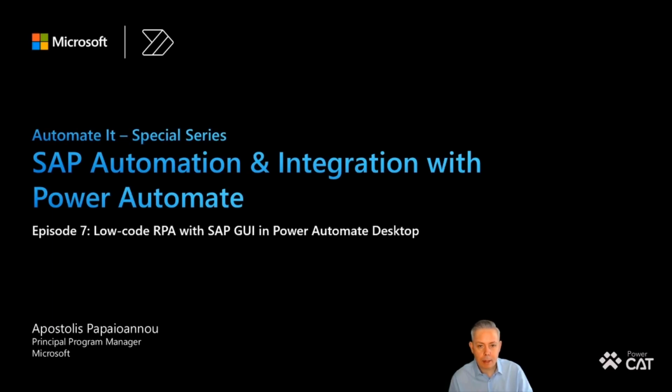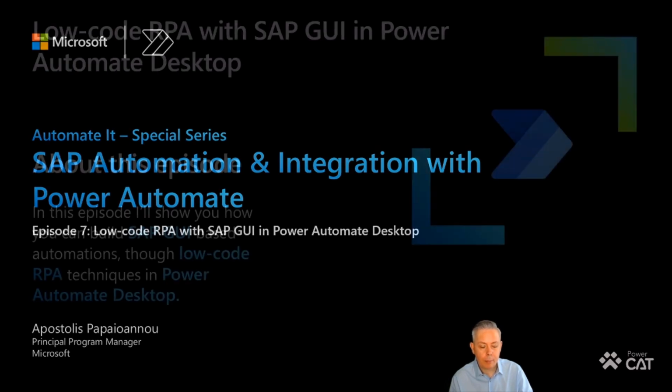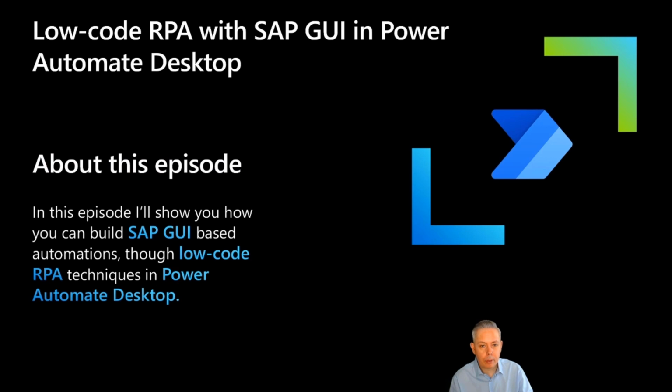Hello and welcome back to the 7th episode of the Automated Special series that is focusing on SAP automation and integration with Power Automate. In this episode, I'll show you how you can build an SAP GUI-based automation through pure no-code and low-code capabilities found in Power Automate Desktop.